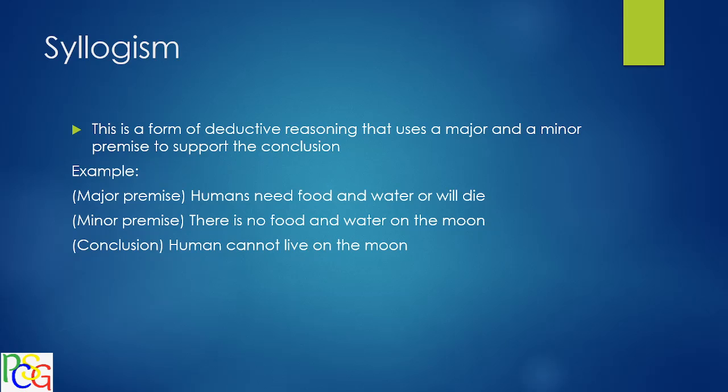So, I have a good example here. My major premise is humans need food and water or will die. Fair. That is something that we can all agree is true. And then my minor premise is that there's no food and water on the moon. So then I can conclude and say humans cannot live on the moon. Another example of this is if I say all mortals die, and then I say I am a mortal. My conclusion is that I will die eventually. So that's how this works.